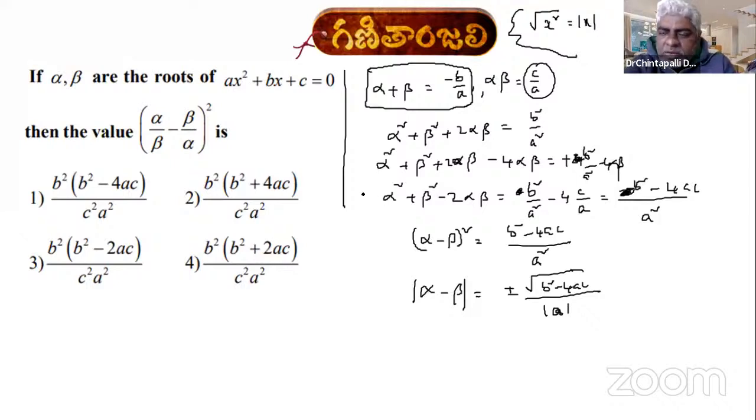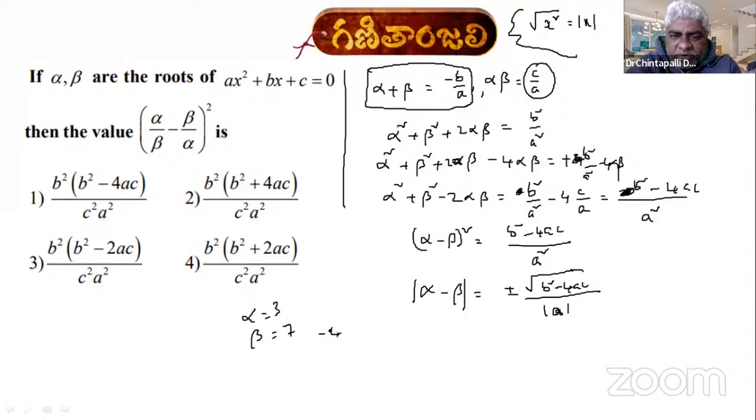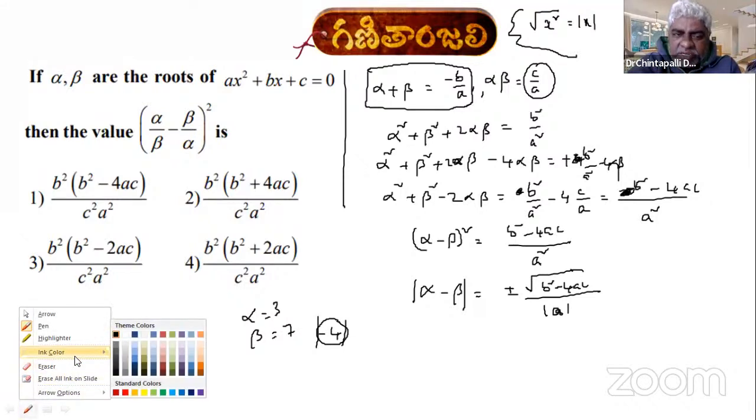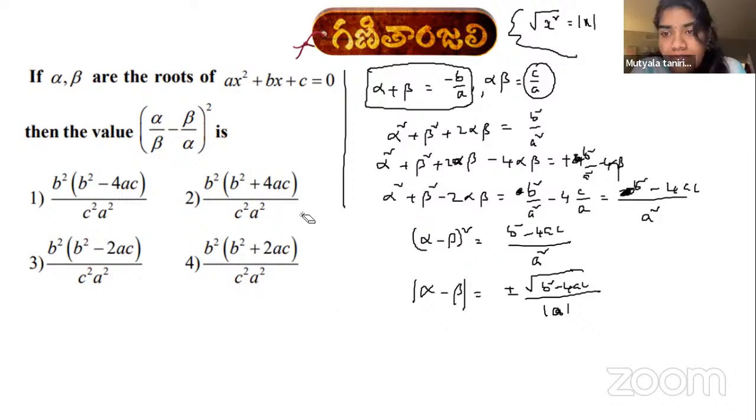Why do we use mod here? That means if alpha is equal to 3 and beta is equal to 7, what is alpha minus beta? 3 minus 7 is minus 4. What happens if we write mod for minus 4? It becomes plus 4. That's why for difference we use modulus. Do remember that point. The difference of the roots formula is plus or minus the square root of b square minus 4ac by mod a. Now let's come to the point.